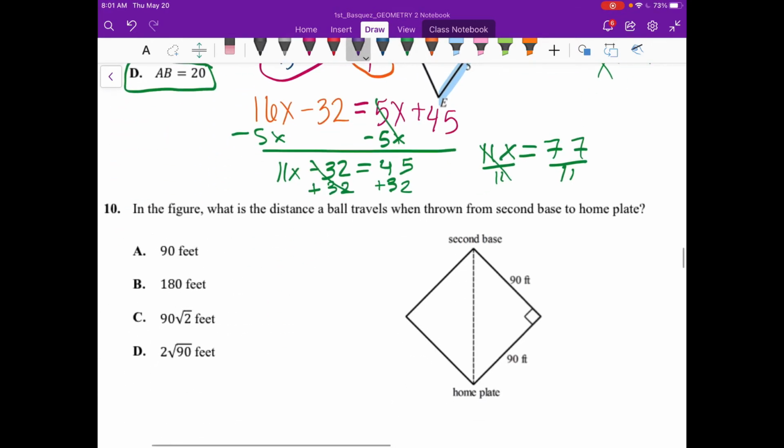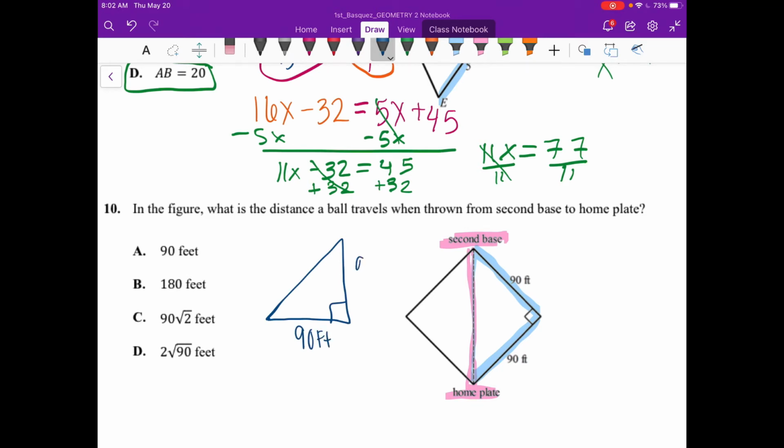Number 10, in the figure, what is the distance a ball travels when thrown from second base to home plate? So second base is over here. Home plate, we're going to look for essentially the hypotenuse if we are looking at this as one triangle. So if it helps you to visually see what's going on, I'm going to take out that triangle and draw it so that we're more familiar with the picture. So this is 90 feet. This is 90 feet. Okay?